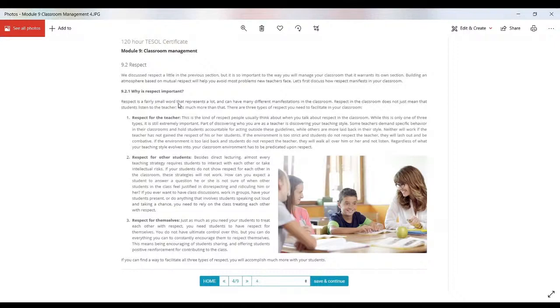First, why is respect important? Respect is a fairly small word that represents a lot and can have many different manifestations in the classroom. Respect in the classroom does not just mean that students listen to the teacher. It is much more than that. And there are three types of respect you need to facilitate in your classroom. Number one, respect for the teacher.